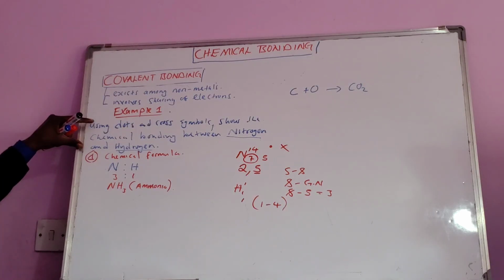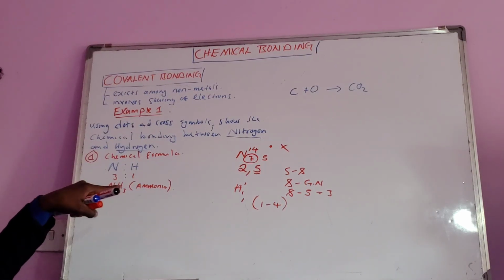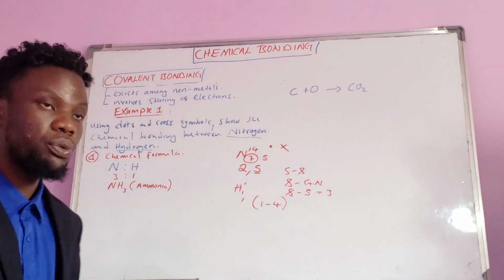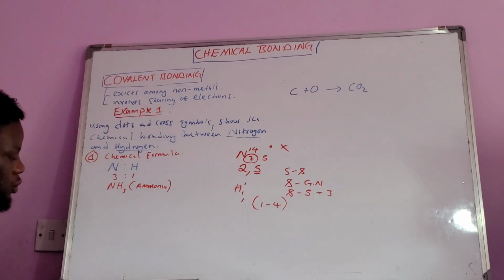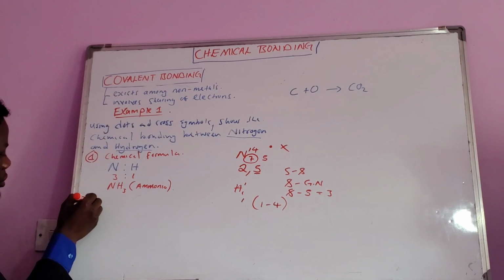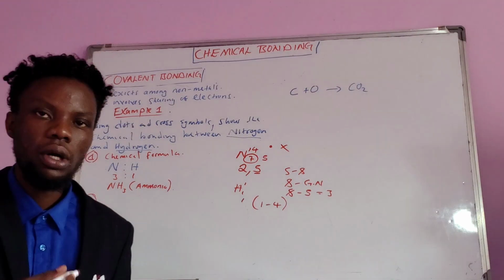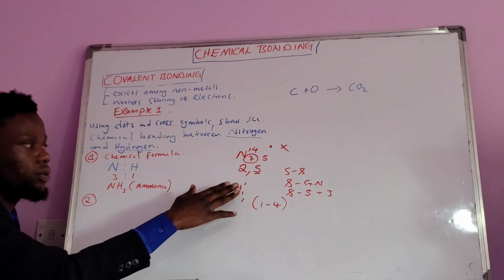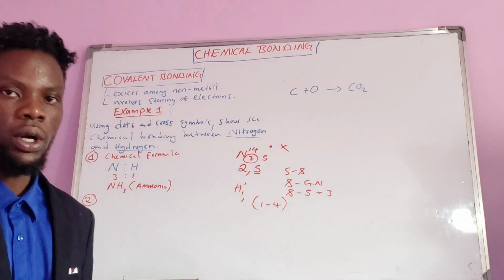If you are given a question like this, make sure that you write the chemical formula, because it's the one that's going to help you write the bonding between these atoms. After you do this, what is the second step now? The second step is this one. Now we need to show the bonding between two atoms using this electronic configuration.